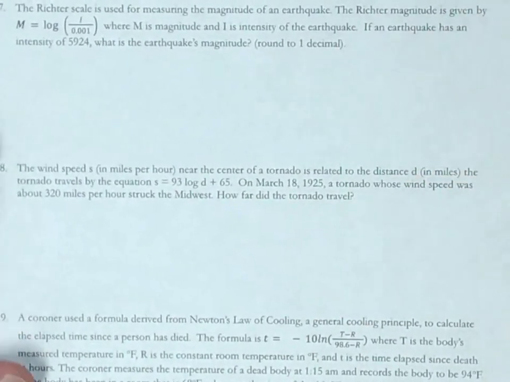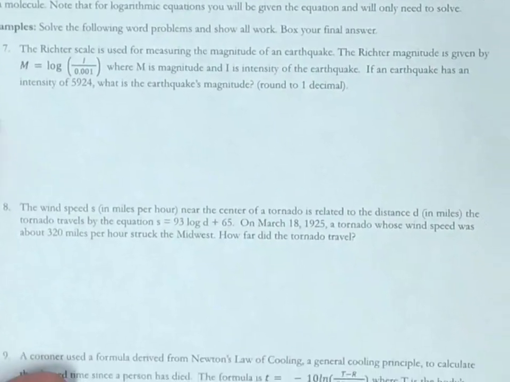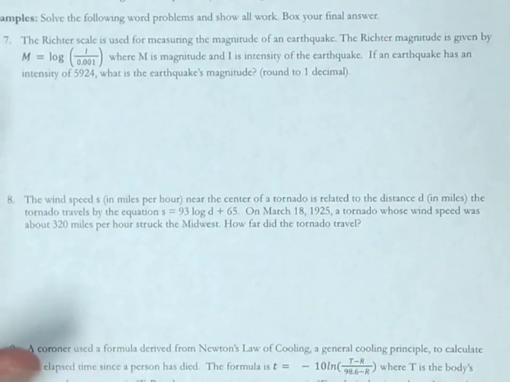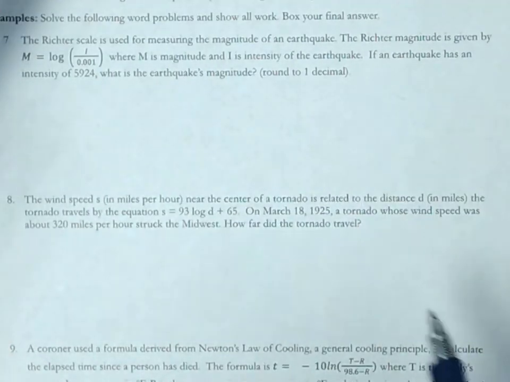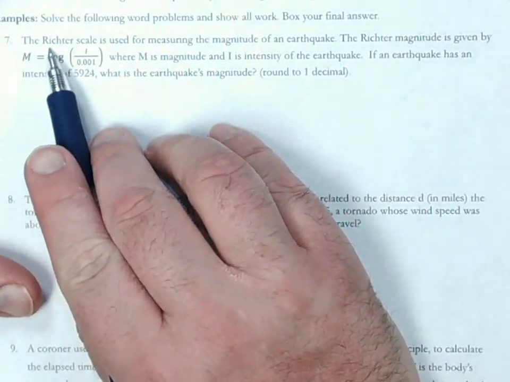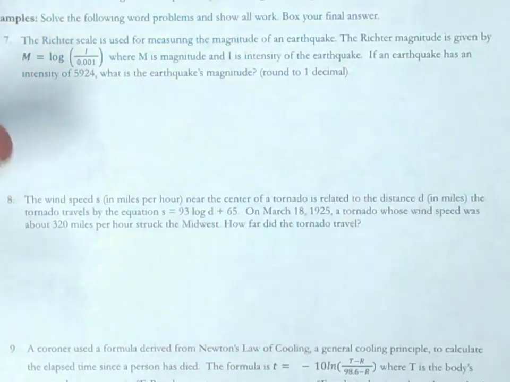Logarithms do not have a formula like that. They just have formulas that are applicable to a very specific situation, like number 7 here. Number 7 talks about the Richter scale, which is used for measuring the magnitude of an earthquake. So in a second here, we're going to use that, and we're going to actually solve this, which is why I paused for a moment. We will be solving. So hang on to your hats.